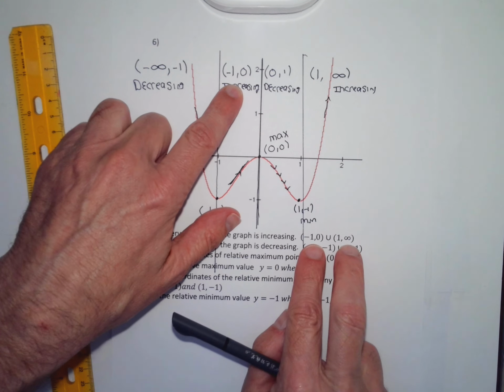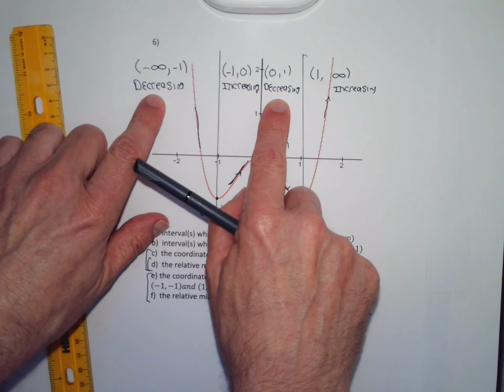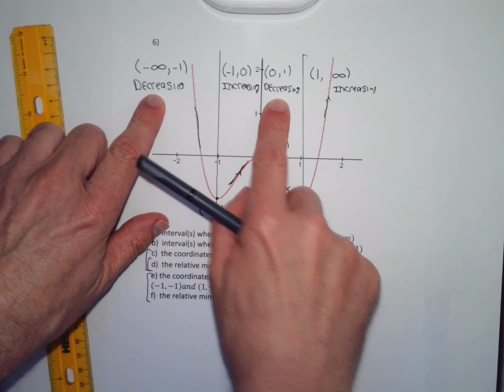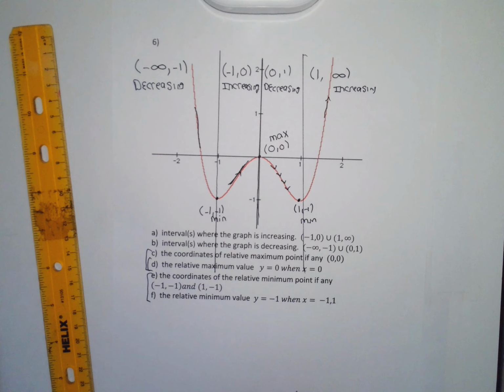I put both of those intervals in my answer to part A, which is to say what the increasing intervals are, separated with a union symbol. And there were 2 decreasing intervals, -infinity to -1 and 0 to 1. I put those in my decreasing answer, separated with a union symbol.